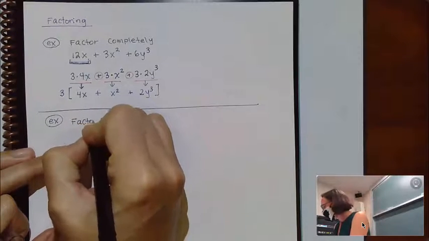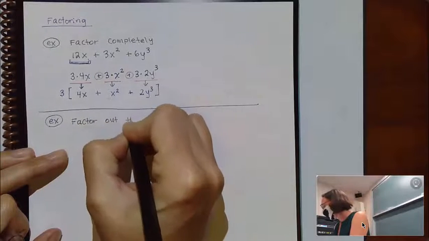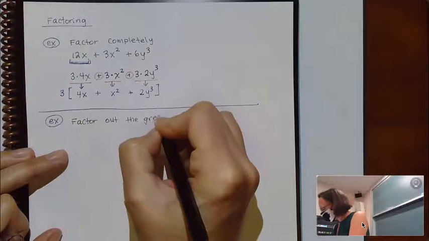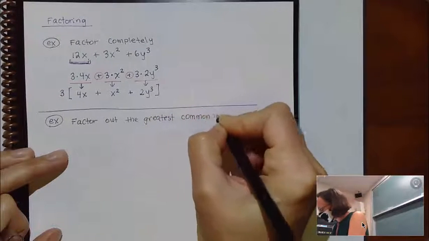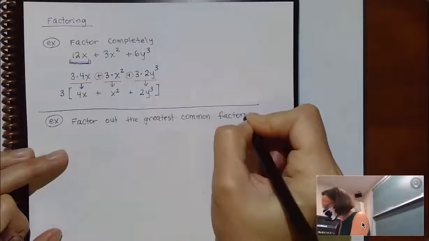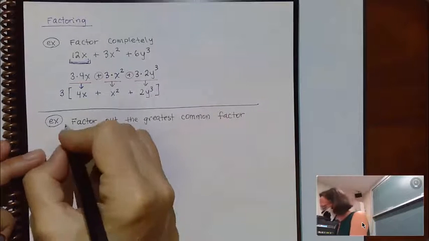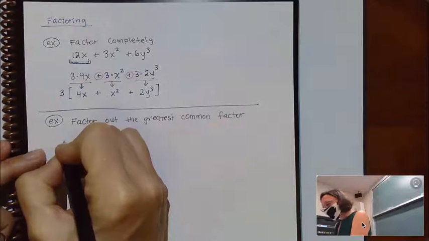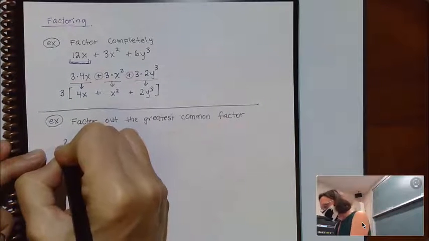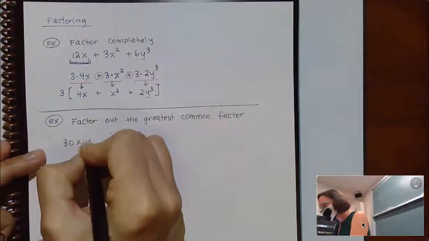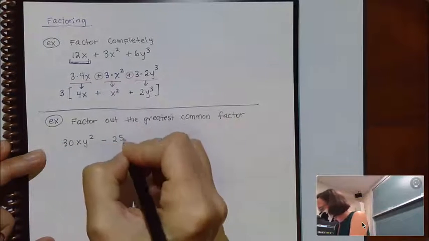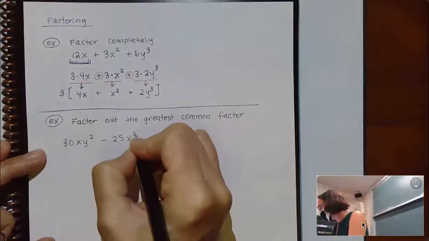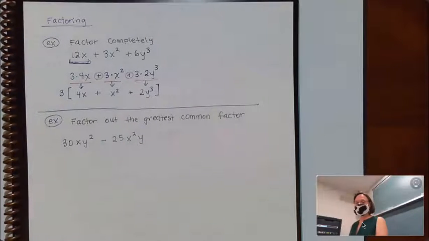So we're going to factor out the greatest common factor. So I'm looking at 30xy squared minus 25x squared y.